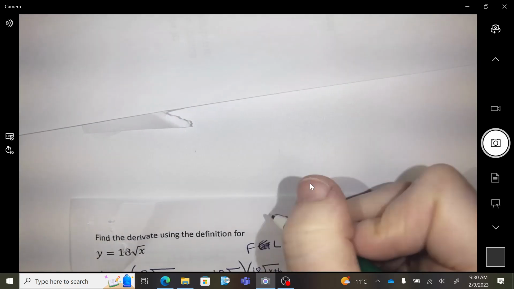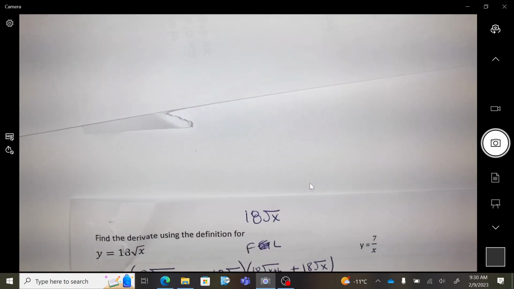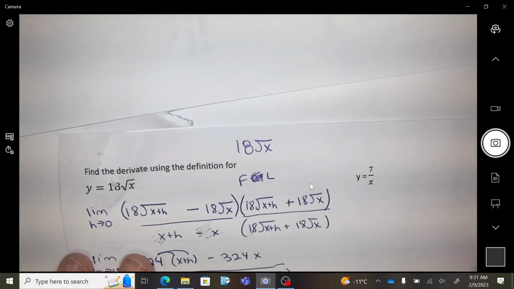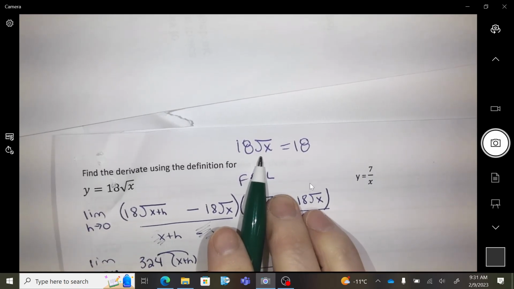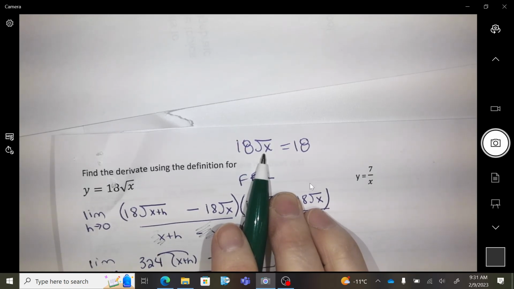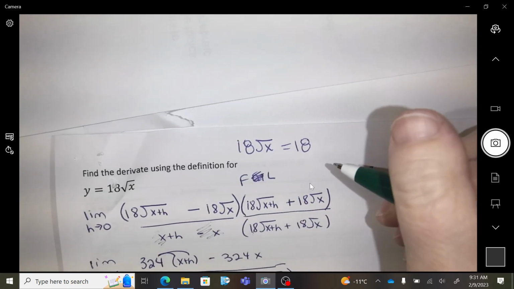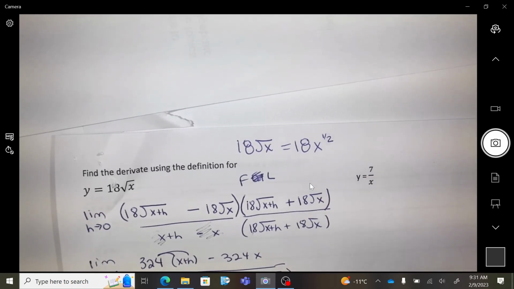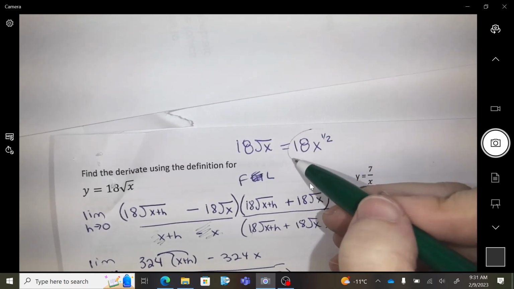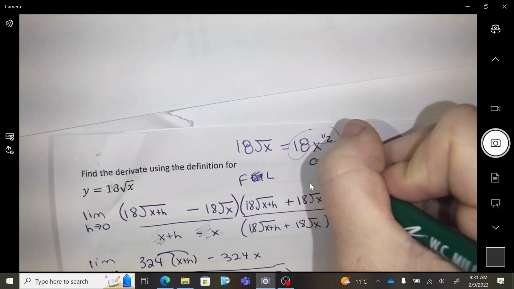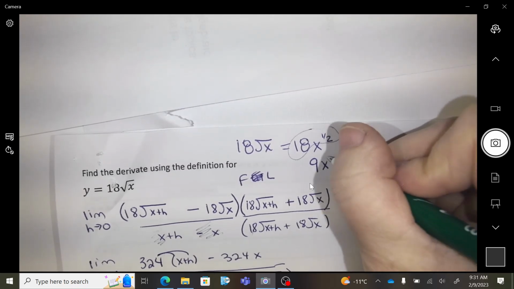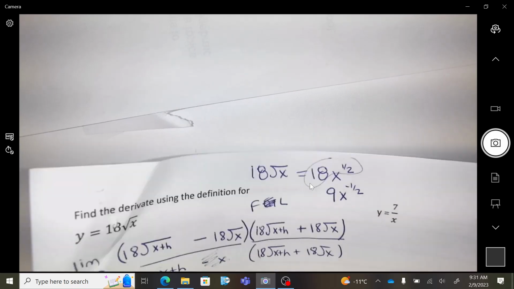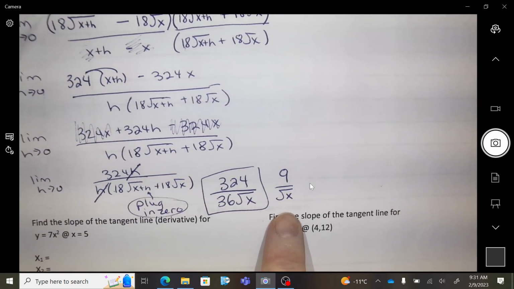Okay, 18 square root x. Tell me a different way. You know this from the logs exponent unit. How do you write square root differently? A half. So then what happens when you do 18 times a half? 9. And if you are at a half and go down, now you're at negative a half, which is the same as that, right?